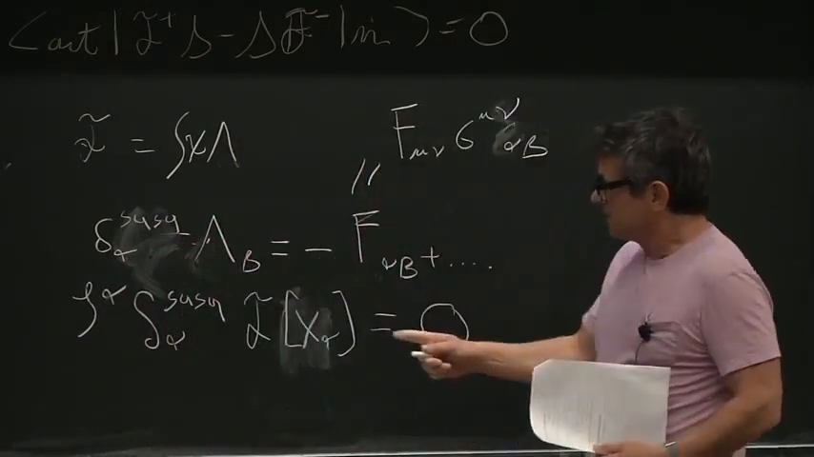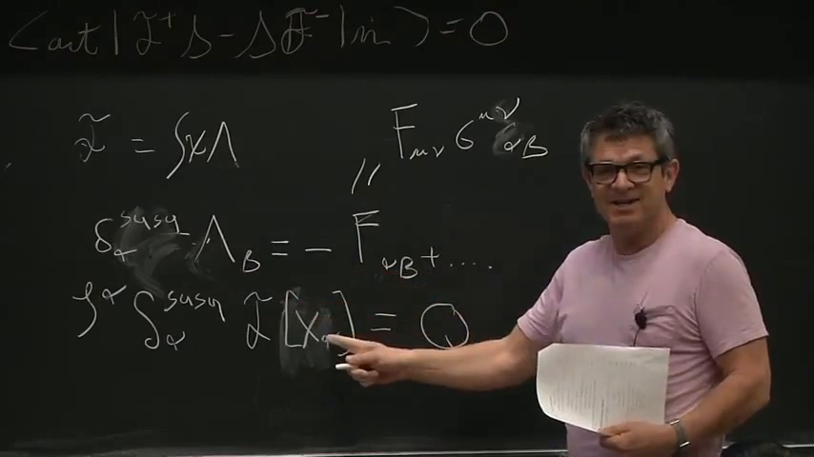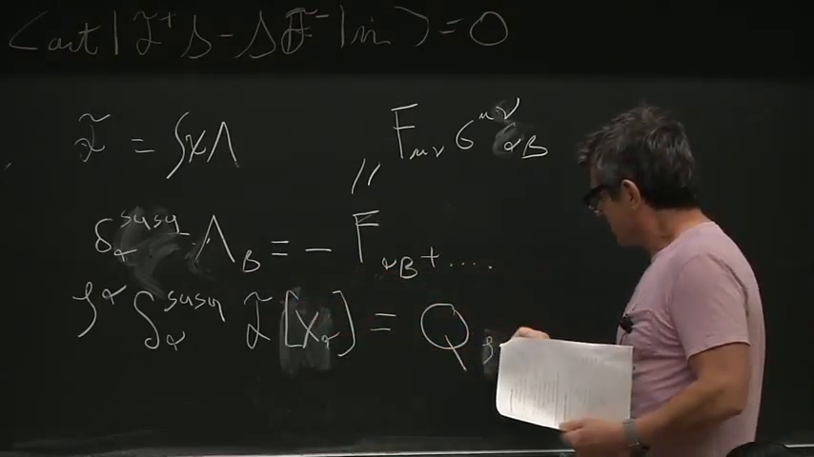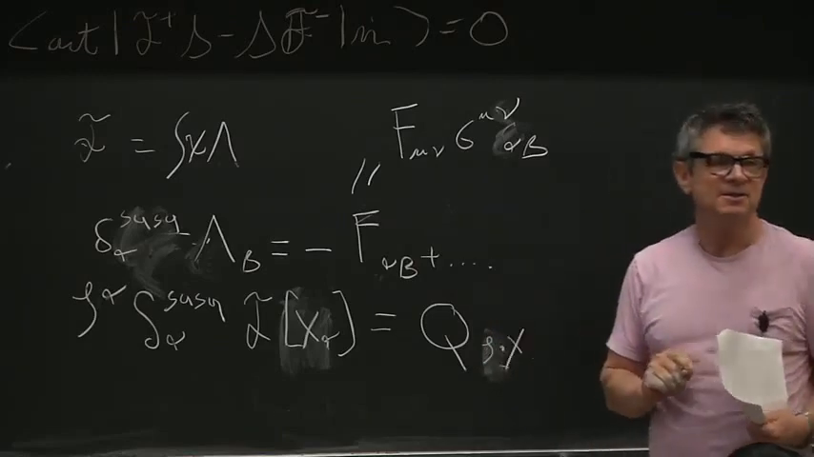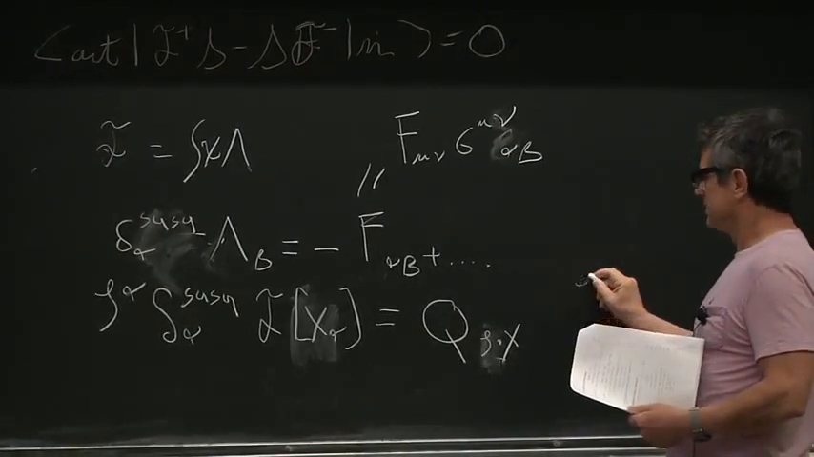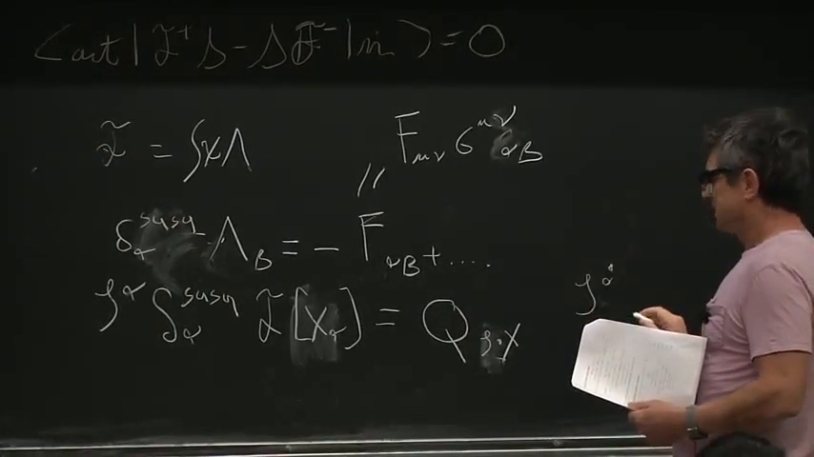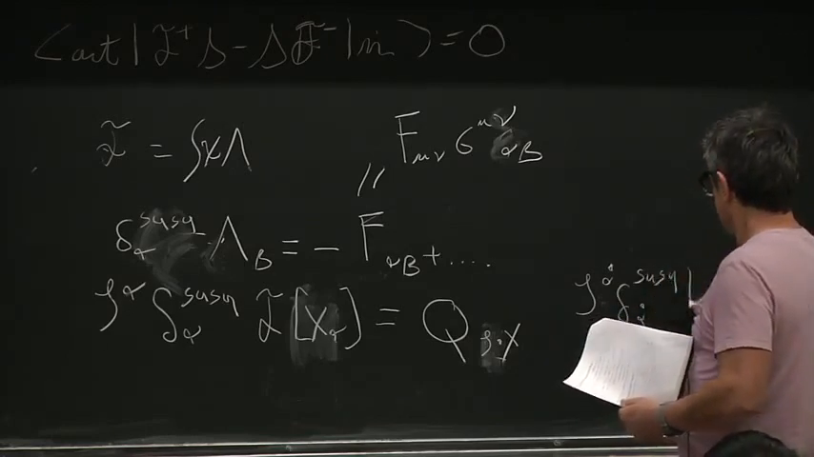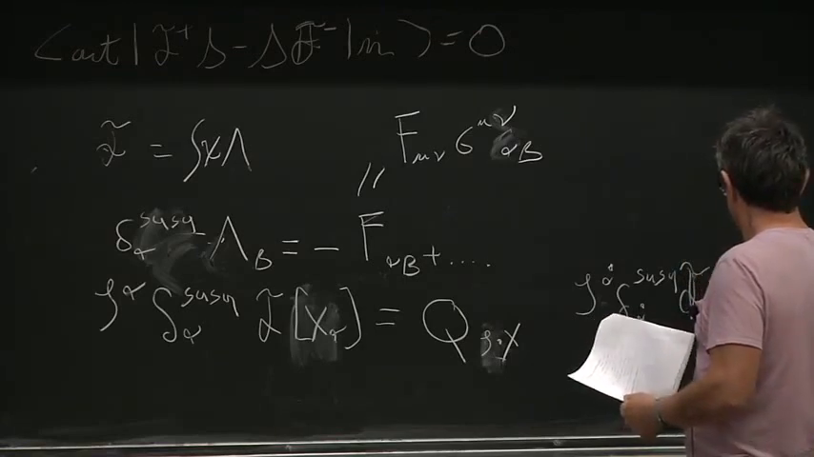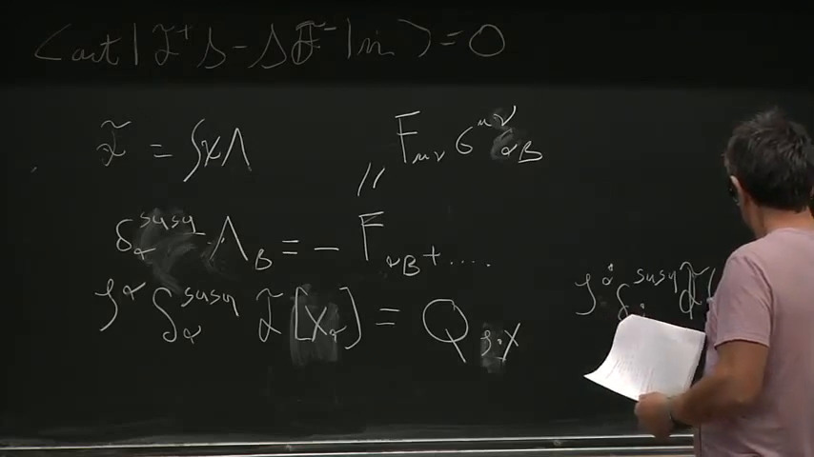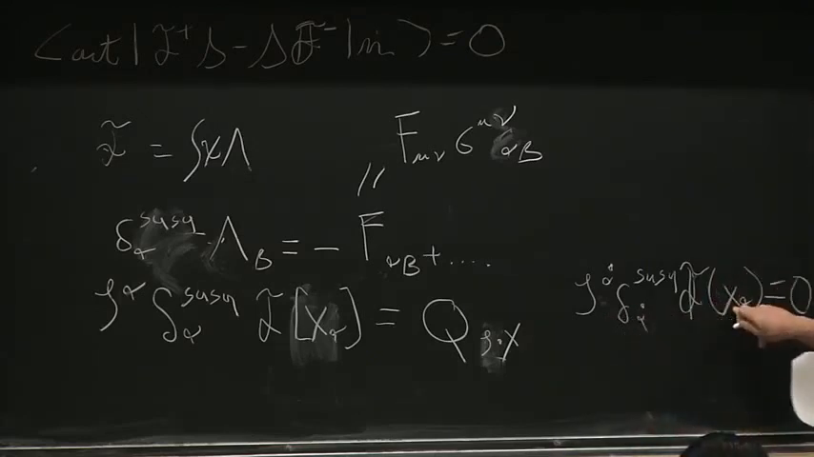So it can only involve zeta and chi. So the only thing that makes sense is Q zeta dot chi. And moreover, it had better be that zeta alpha dot, delta alpha dot SUSY, F of chi is equal to 0, if we're constructing F of chi with undotted spinor indices.